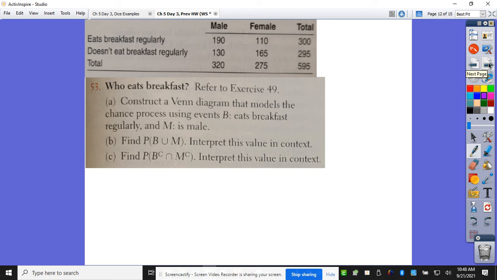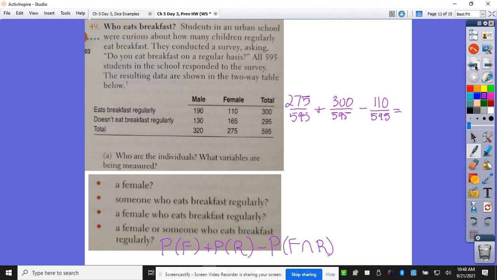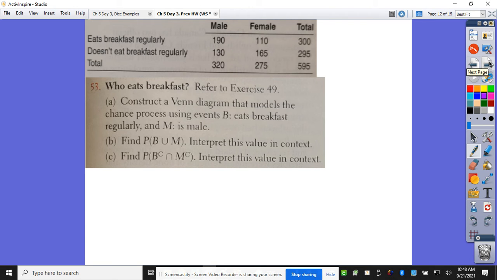So same exercise, it says create a Venn diagram. This 2-way table just had 2 options in each direction. Converting that to a Venn diagram, just like I said from the problem today, is still going to have these exact 4 numbers placed in them. So if I do this as, say, B is eats breakfast and M is male, how many are going to be in the overlap? 190.